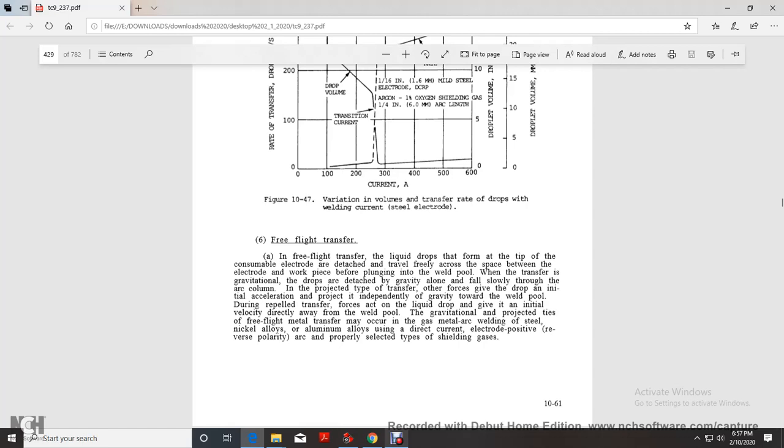A consumable electrode are detached and travel freely across the space between the electrode and the workpiece before plunging into the weld pool. Before transferring, the gravitational force alone pulls the drop slowly through an arc column that projects the type of the transfer.